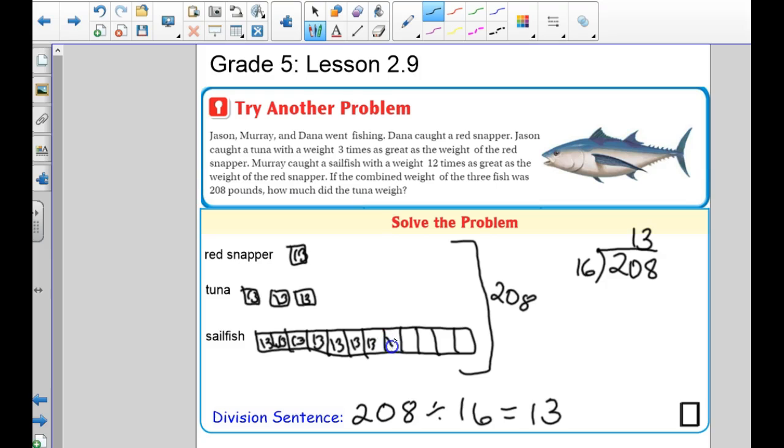Okay, so the question does ask, how much does the tuna weigh? And really all you have to do now is just go back and look at the tuna in this diagram and notice you have 3 13s. You have 3 boxes that represent 13 each. So this answer is just simply going to be 13 times 3, which we know is 39. So a tuna weighs 39 pounds.